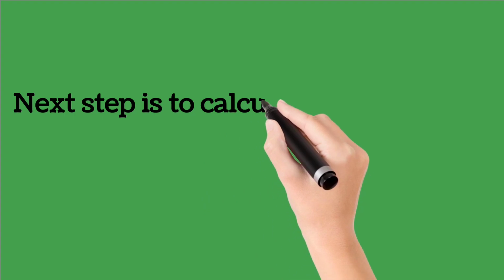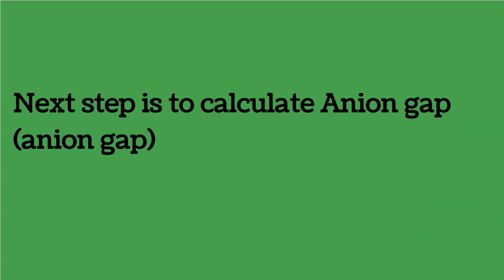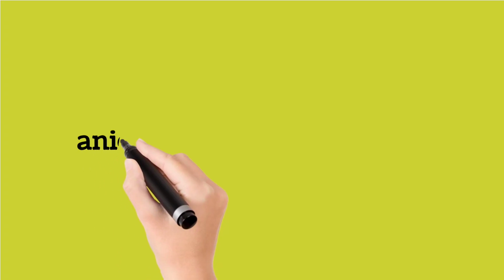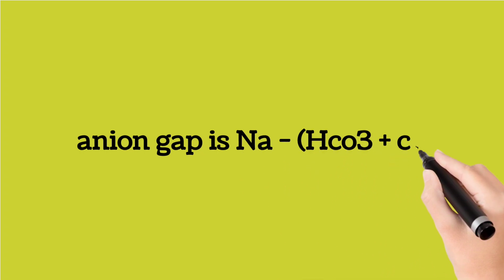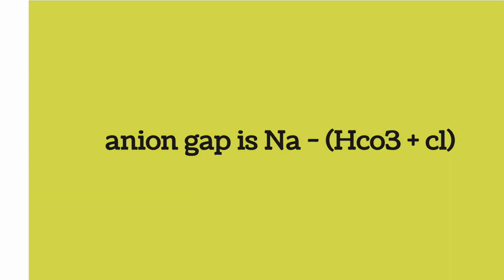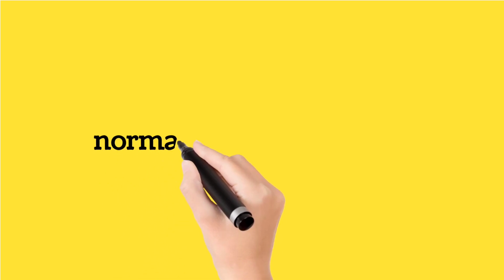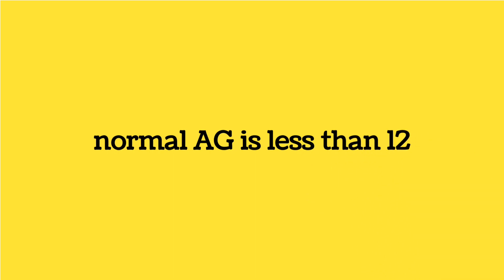Next step is to calculate anion gap if it is metabolic acidosis. Anion gap is sodium minus bicarbonate plus chloride. Normal anion gap is less than 12.